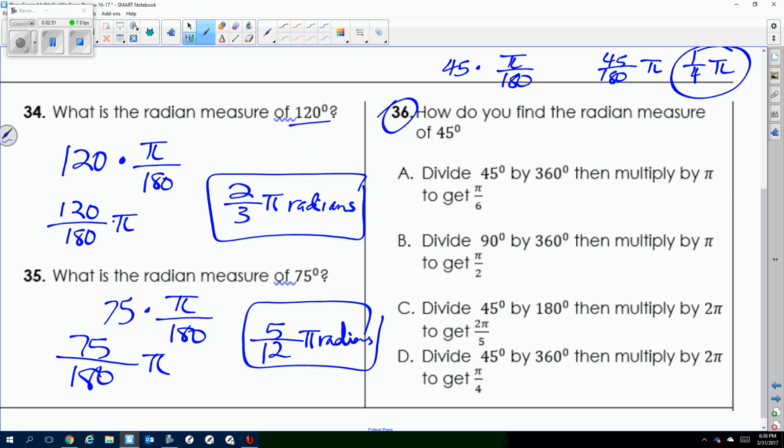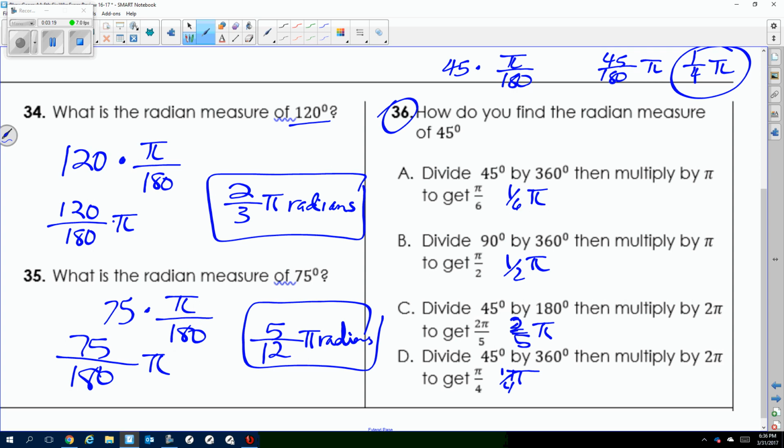Well, the first answer says pi over 6. That's like saying 1/6 pi. Then we have pi over 2. That's like saying 1/2 pi. Then 2 pi over 5, that's the same as saying 2/5 pi. And the last one is 45 divided by 360 multiplied by 2 pi to get pi over 4. That's the same thing as 1/4 pi.